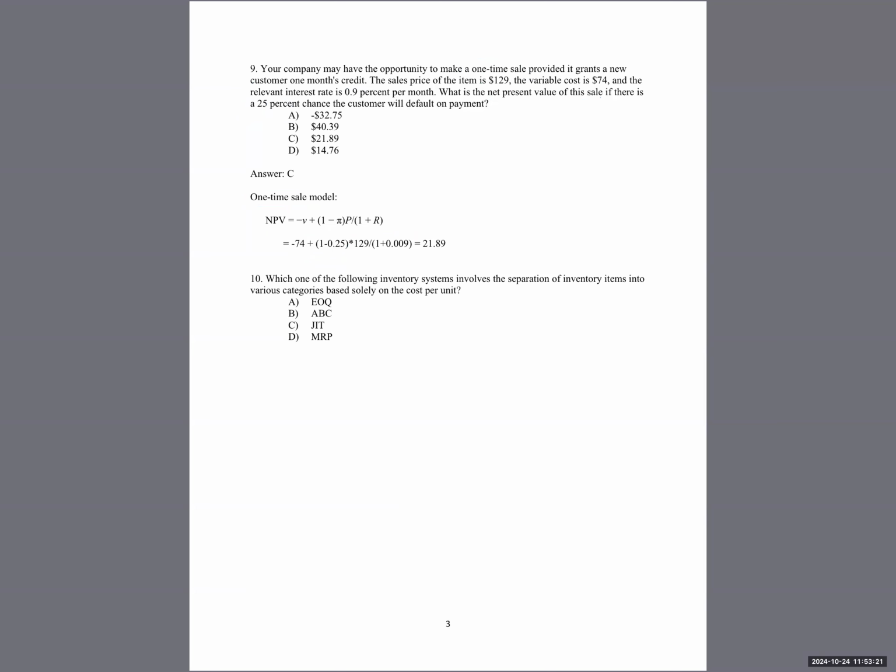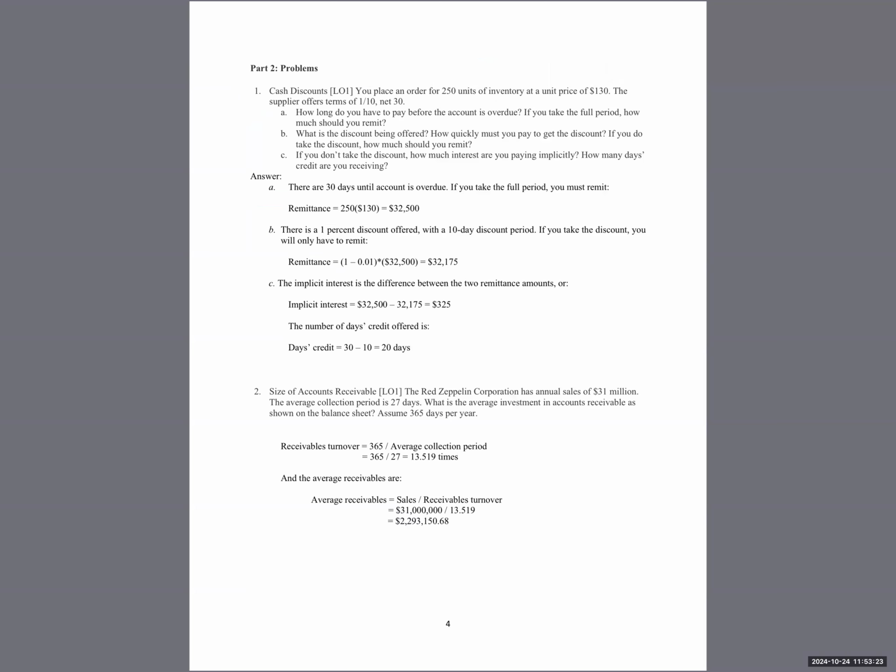Next, I'm going to go through some questions in part 2. So question 1: you place an order for 250 units of inventory at a unit price of $130.